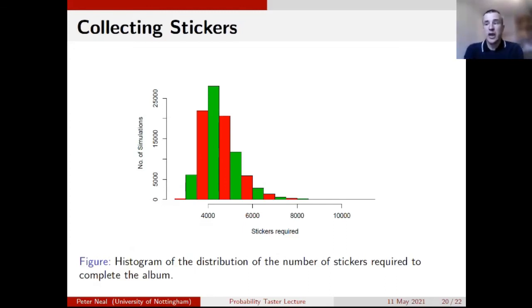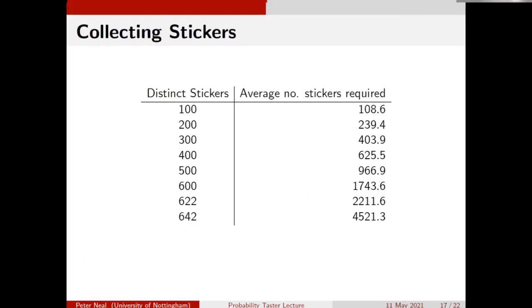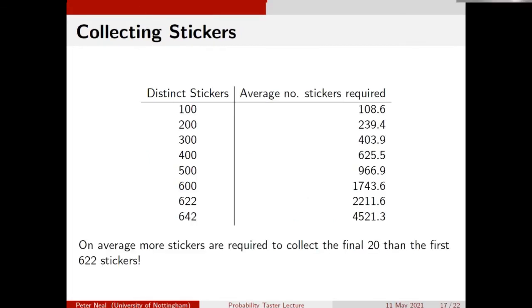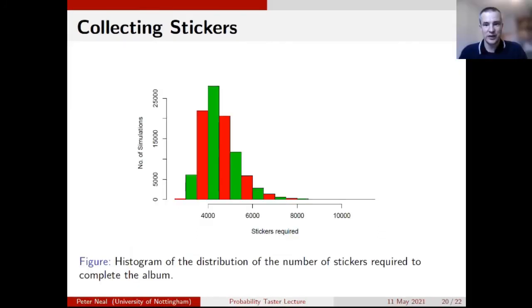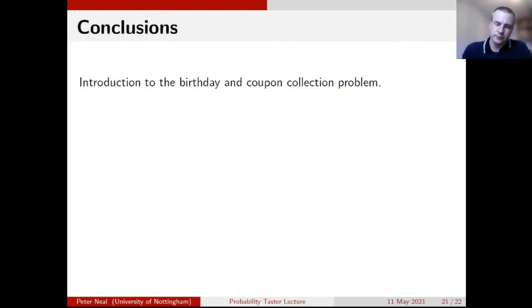But what we can see here is that in over 25,000 of the simulations, so in over a quarter of the cases, what we require is between 4,000 and 4,500 stickers to complete the album. The fewest stickers required were somewhere between 2,500 and 3,000. And there was one case where I got particularly unlucky. I think it required about 12,000 stickers to finally complete the album.